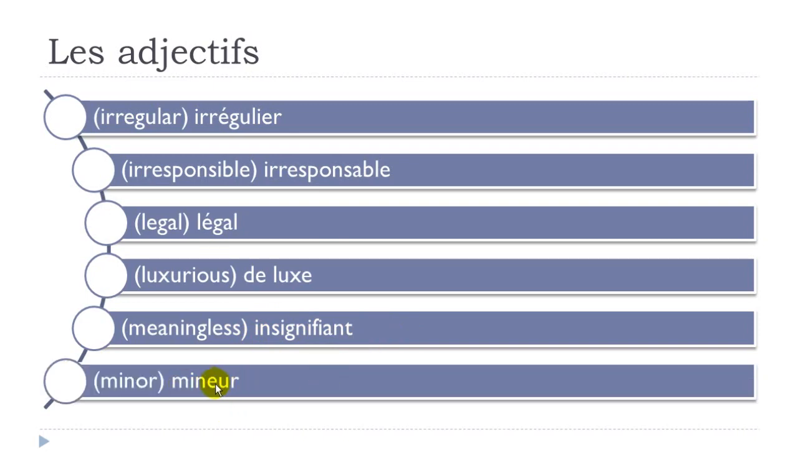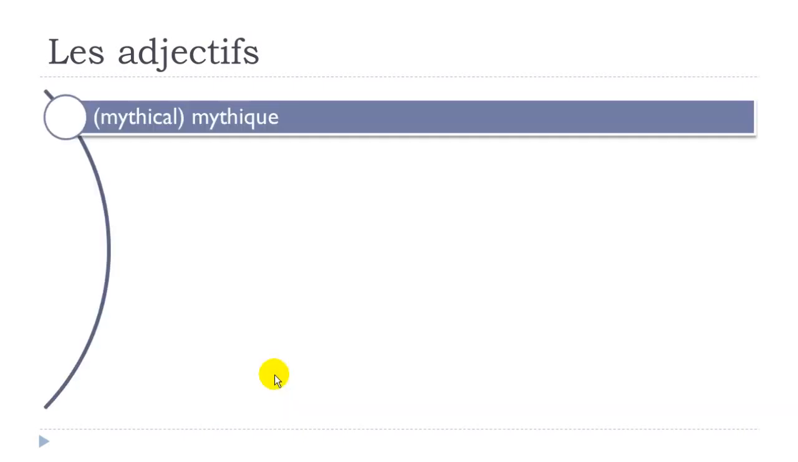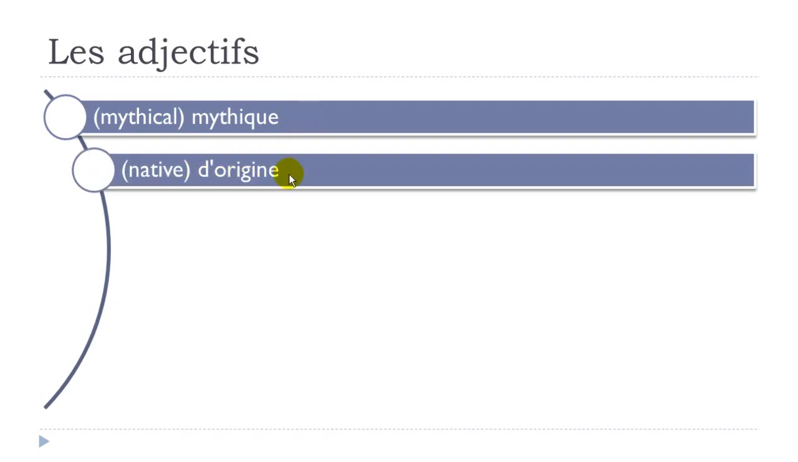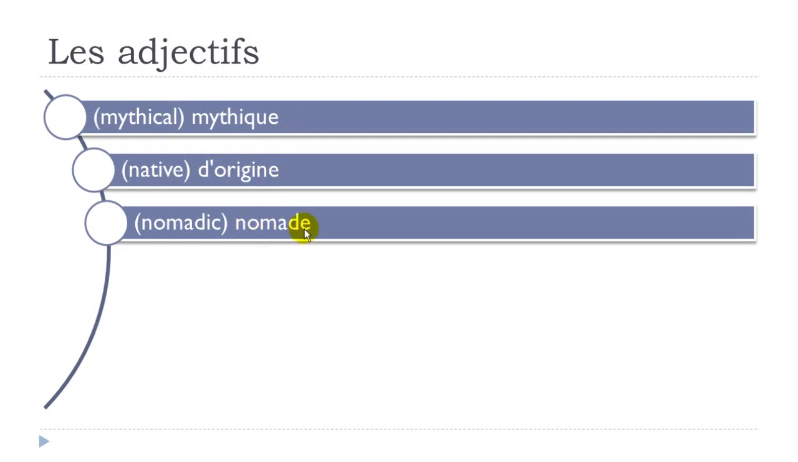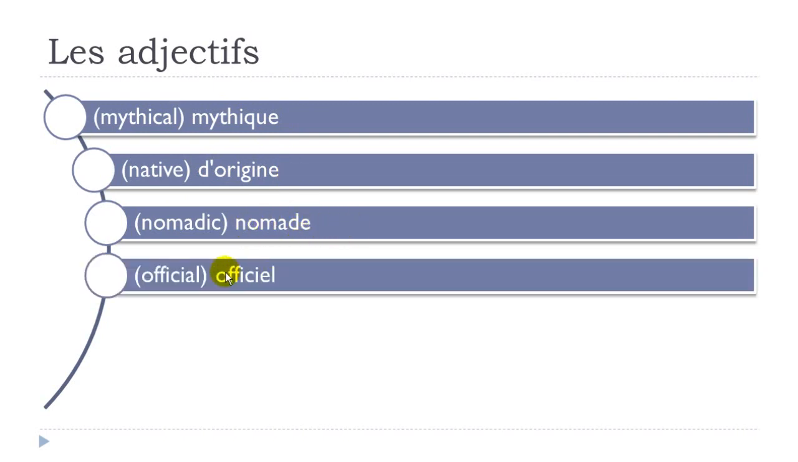Mineur, E-U-R, heure, mineur, mineur. Mythique, remember, Q-U at the end, K, okay, and then Y is pronounced like I, mi, H is not pronounced, T, K, mythique. D'origine. Nomade, final E not pronounced. Officiel.